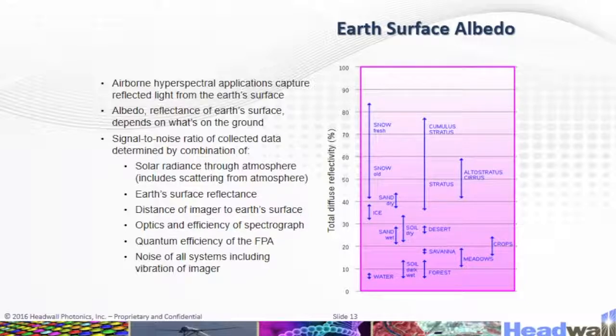Here we have the Earth's surface albedo. On the reflectance chart, water has low reflectance and fresh snow has high reflectance. On SNR, the amount of light arriving at the focal plane and focal plane efficiency contribute to the signal portion of SNR. Focal plane electronic noise and vibration, especially in rotorcraft applications, contribute to the noise portion of SNR.